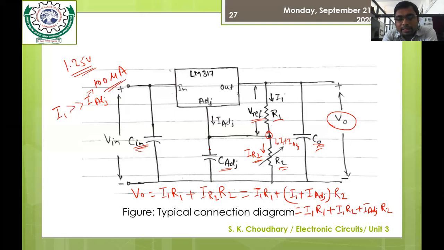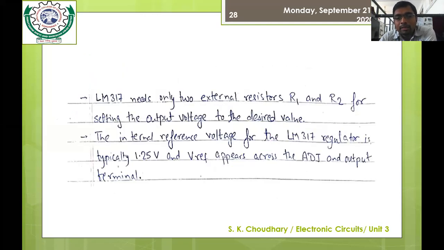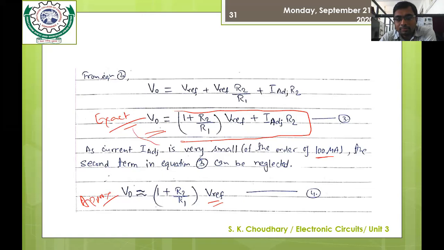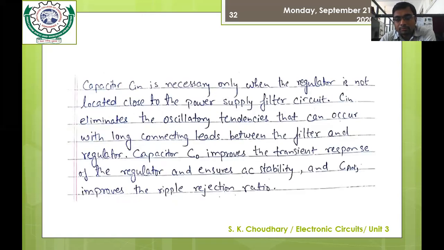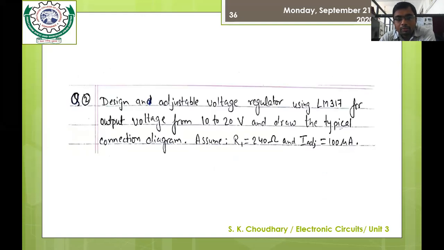So the role of C in, C naught and C adjustment is also very much important when you are describing the operation of the LM317. Okay. Now we have to take one numerical.